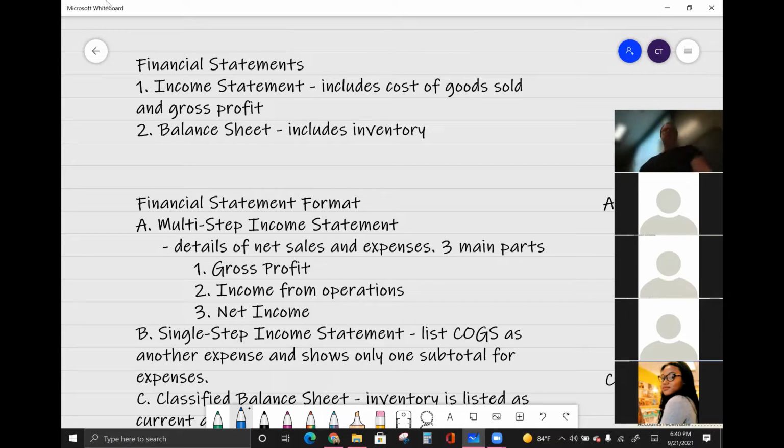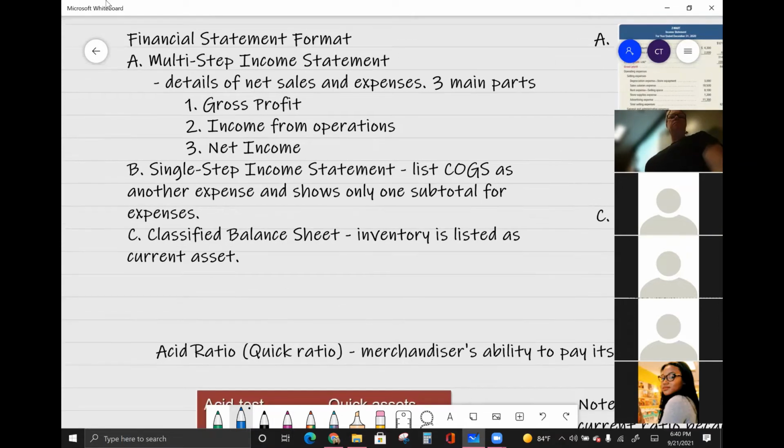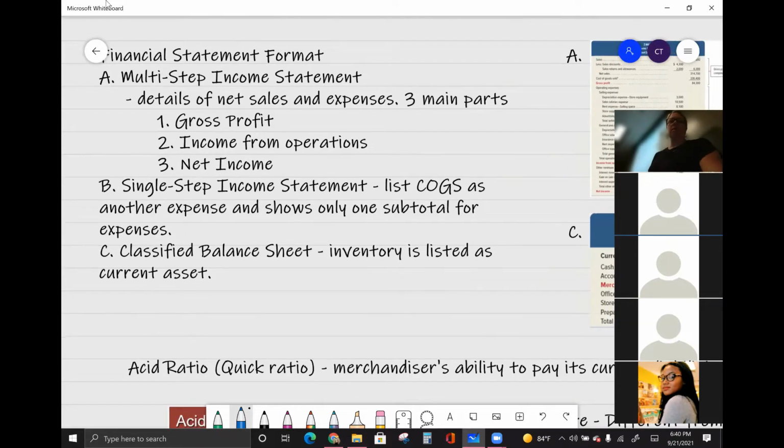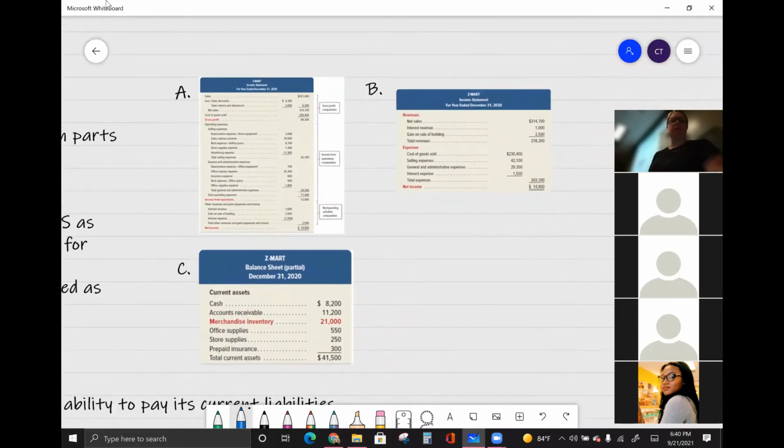All right, so the financial statement format, we have a multi-step income statement. This is what I was talking about, how it's kind of chopped. It shows you your inventory and your cost with your gross profit, and then it'll show all your operating expenses, and then your net income. Okay, that's the multi-step. Let me see if I can give you an example of what that looks like.